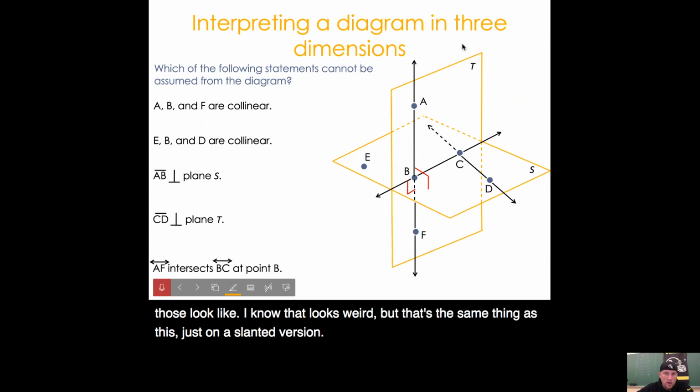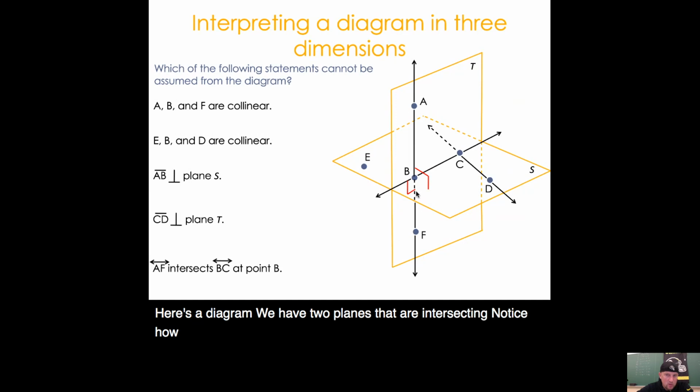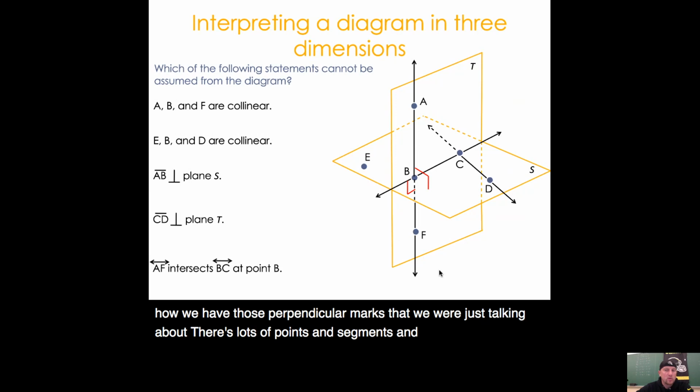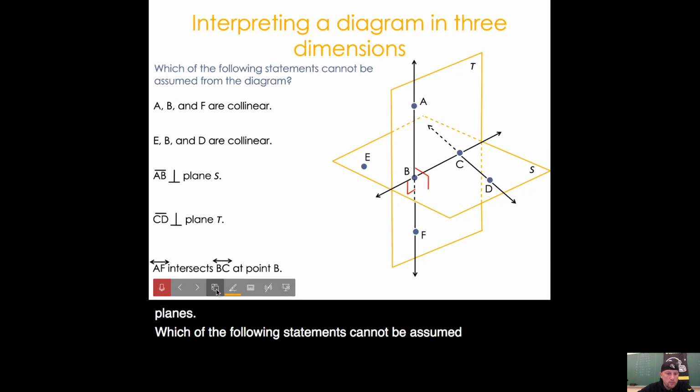Here's a diagram. We have two planes that are intersecting. Notice how we have those perpendicular marks that we were just talking about. There's lots of points and segments and rays on top of these planes. Which of the following statements cannot be assumed from the diagram?